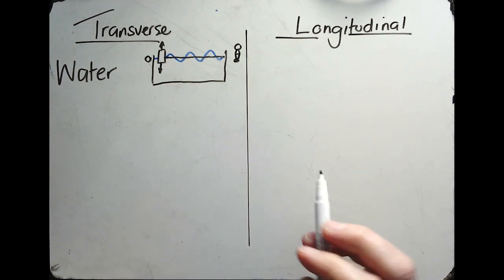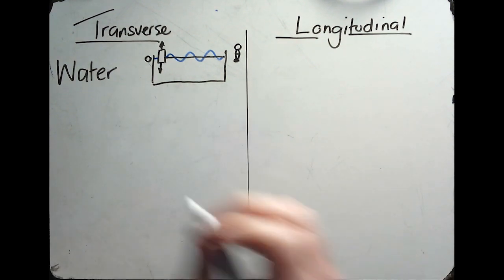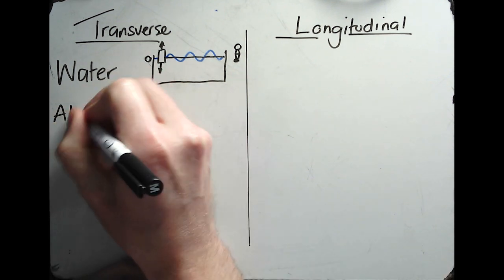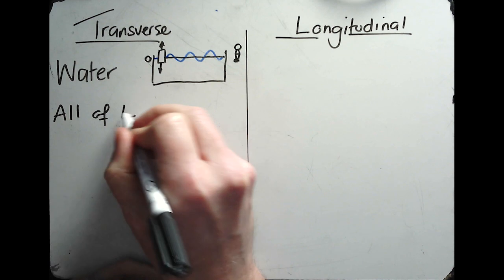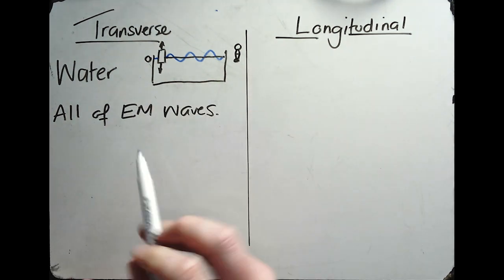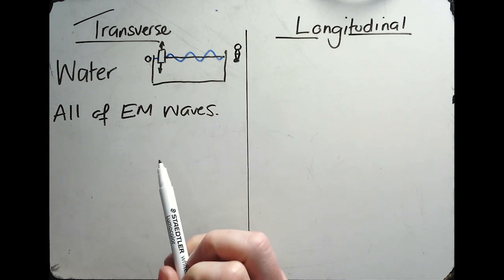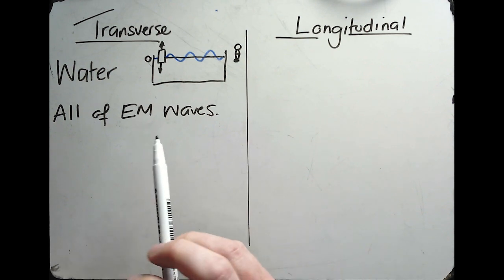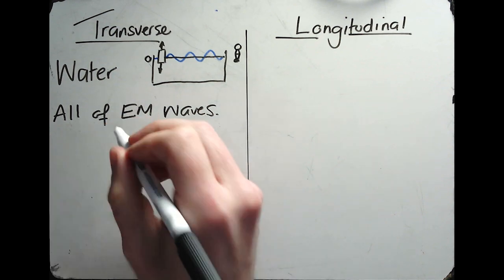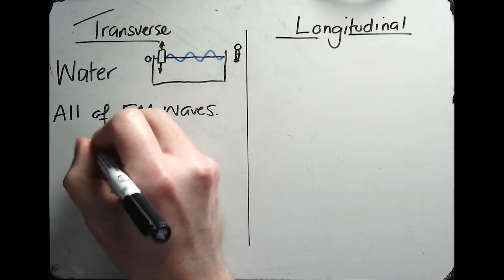Another type of transverse wave is, well, in fact, a group is all of the EM waves. Now, EM is shorthand for electromagnetic waves. And electromagnetic waves, we are going to have a whole video dedicated to that. But I'll give you 2 examples now. So, light.